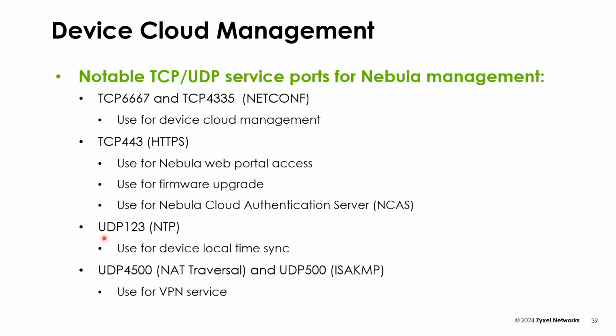And then all devices need to be able to reach out on UDP port 123. This is an NTP server, so it needs to be able to reach our NTP server. And this is because of timestamps used for the encryption of the data that is being sent from the Nebula device to the Nebula cloud. And then if you are using our VPN functionality, UDP ports 4500 and 500 need to be opened in order to use VPN.